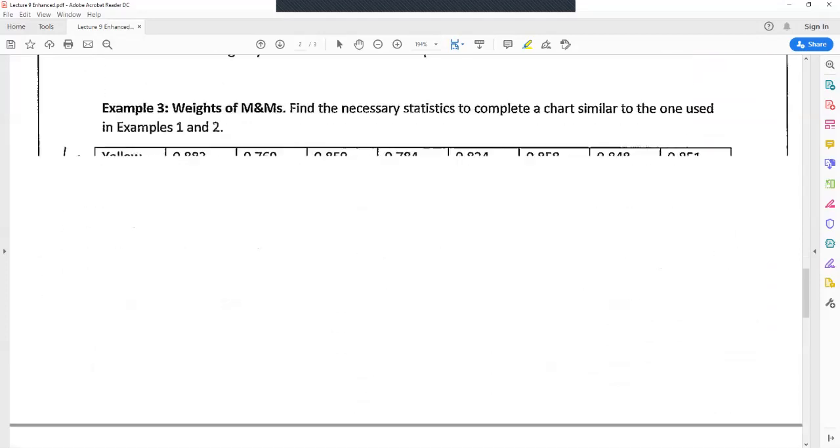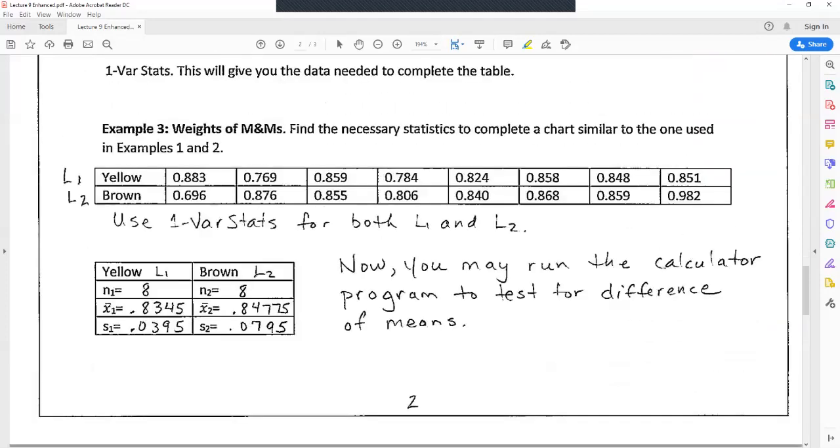Now, what happens if you are given raw data? In example 3, we have the raw data. We have the weights for yellow and brown M&Ms. Before we can run the test, we actually need to put the weights for the yellow M&Ms in list 1 and the brown M&Ms in list 2.